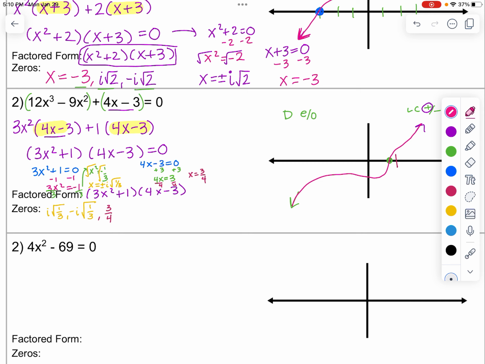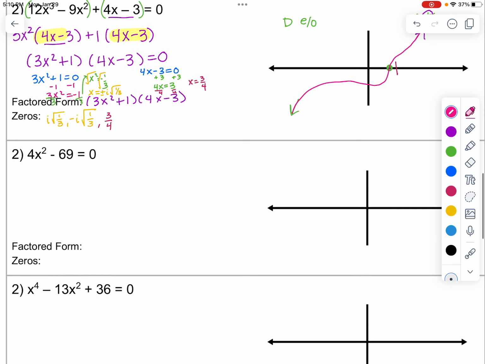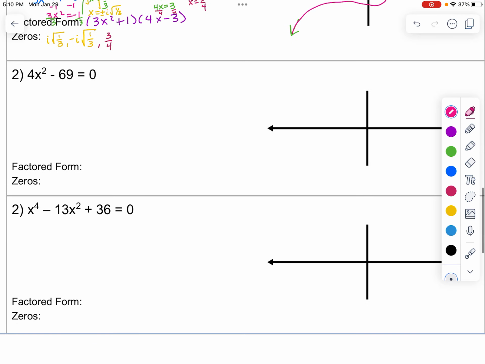And there's just a quick sketch of what the graph might look like. This might not be exactly what it looks like if you use Desmos. This next one here, this is 4x squared minus 69 equals 0. This problem is not a grouping problem.